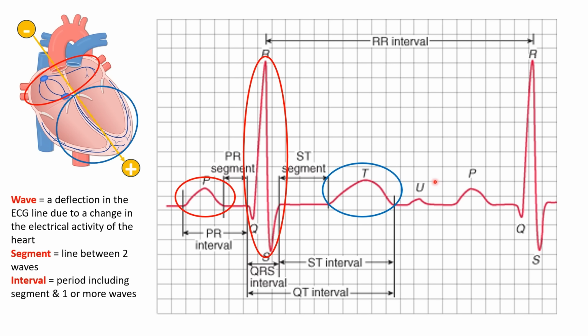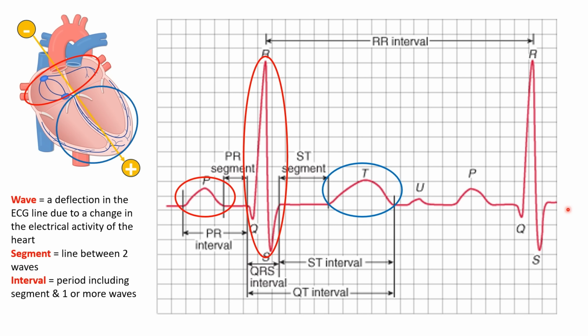We have our PR interval, which is between here and here, and this is the time between atrial and ventricular depolarization. We have our ST segment, which is very important. This is the time between the end of ventricular depolarization and the start of ventricular repolarization. The ECG line is flat in this place for this period of time because there's no difference in the voltage, so there's no potential difference across the cardiomyocytes at this point in the conduction cycle.